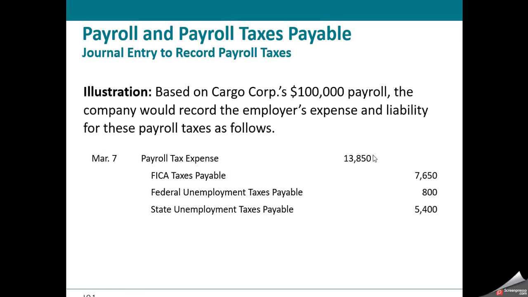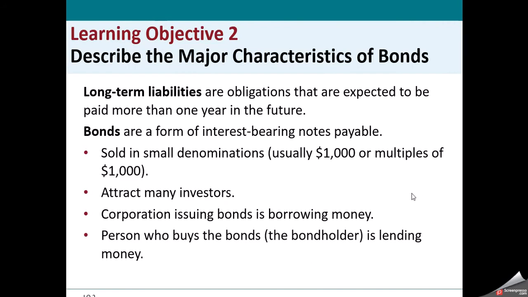So you see that all of them join together in one total to go to payroll tax expense, but we segregate each liability to the specific tax that it relates to. Okay, then we get into long-term liabilities.